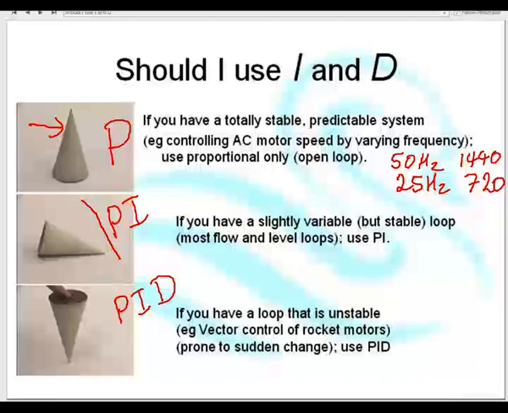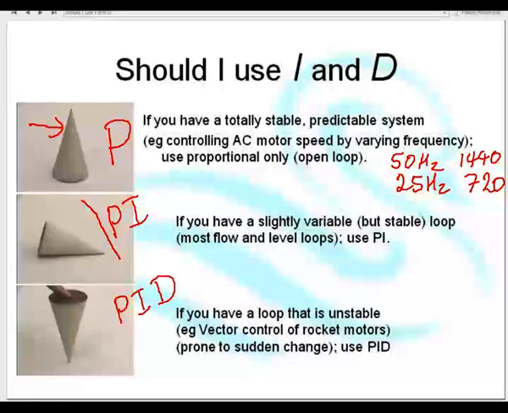If I have what's called an inherently unstable system, which when it starts to collapse, continues to collapse at a faster and faster rate, like a cone standing on its tip, I need to use the D term. What the D term does is, as soon as it starts falling, it gives it a quick shove in the opposite direction. The D term is what I call the panic term. It makes panicky moves to get the thing standing up.